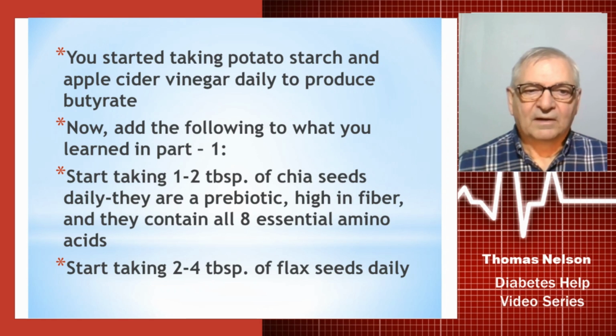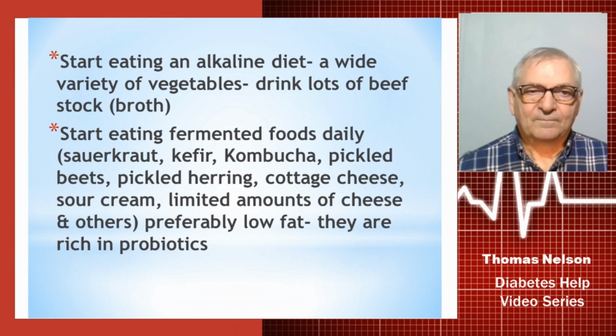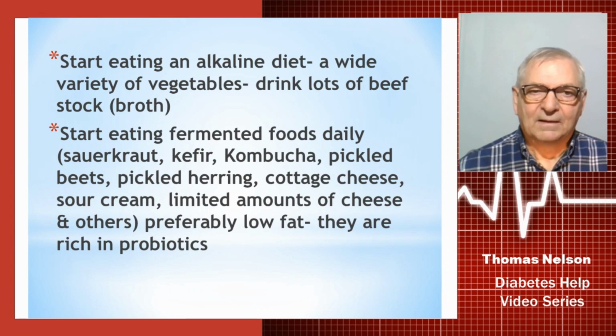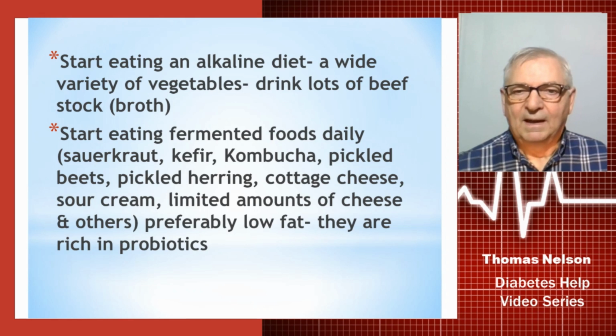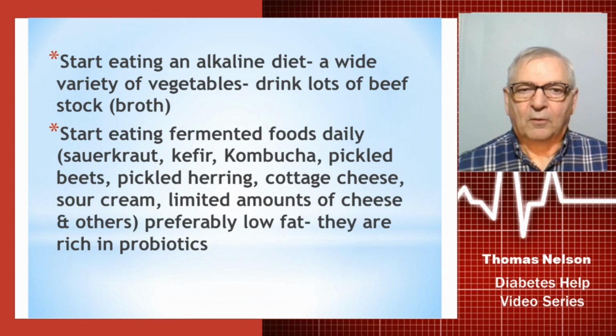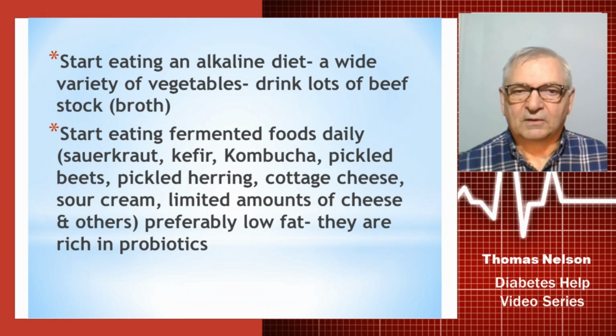You're also going to start taking 2 to 4 tablespoons of flaxseed every single day. Start eating an alkaline diet. A wide variety of vegetables is in order. Drink lots of beef stock. Beef stock is the same as beef broth, except that it doesn't have the added salt and other additives. So organic beef stock is what you should be looking for.